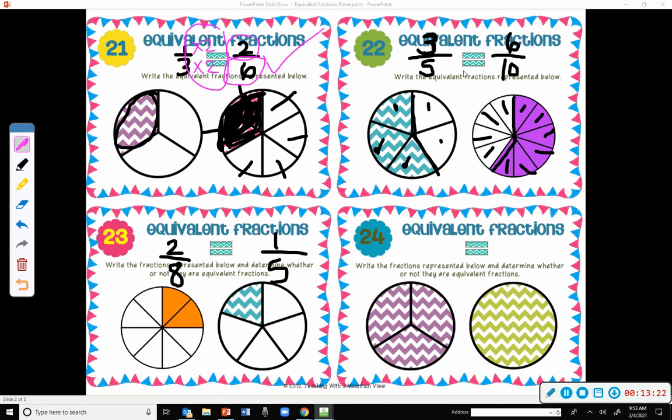So let's look at this one right here, the second one. 5 times 2 equals what? 10. So I need to see, does 3 times 2 equal 6, class? Yes. So they are equivalent. Okay, so over here, 1 times 2 equals 2, right? Yes. 5 times 2 equals 10. So are they equivalent? No. Okay, so multiplication can help you.